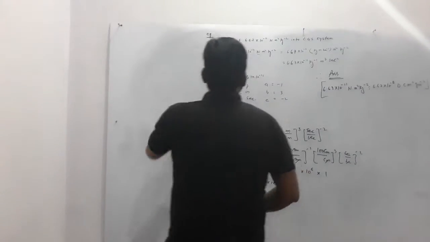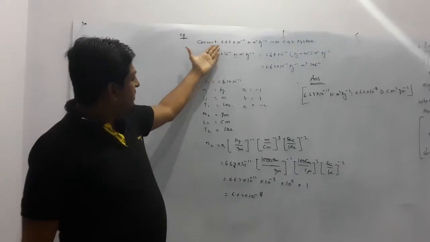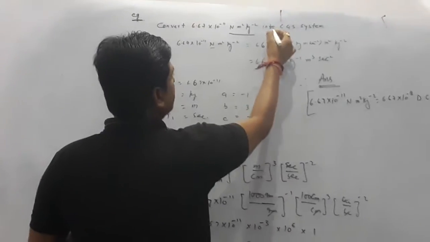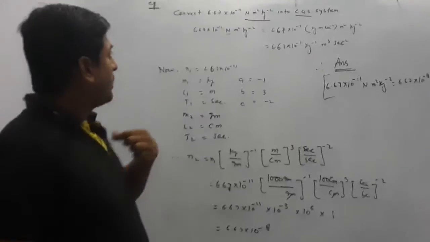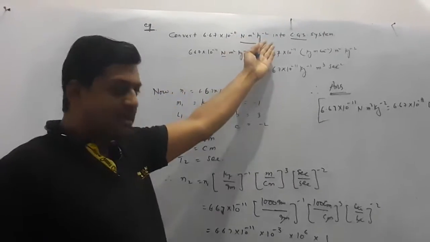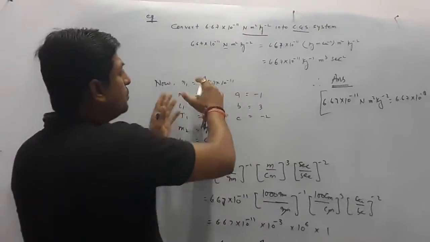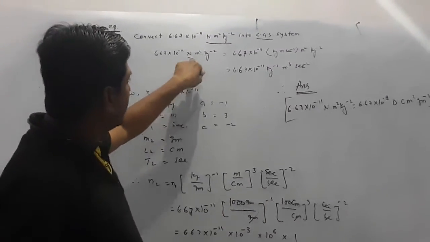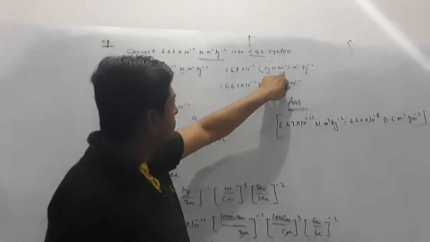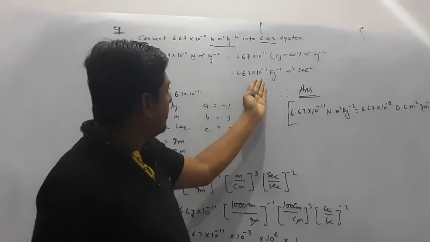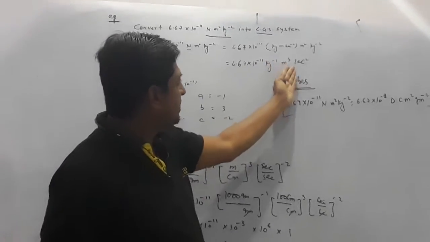Okay. Now, look at this example. The question is: convert 6.67 × 10^-11 newton meter square kilogram power minus 2 into the CGS system. Now you can see in this particular unit, whatever is given here, SI is also given, MKS is also given. So we always try to use MKS. If SI is given, convert that into MKS. So in place of newton, you can write kilogram meter second power minus 2. On combining the whole, you will get 6.67 × 10^-11 kilogram power minus 1 meter cube second power minus 2.